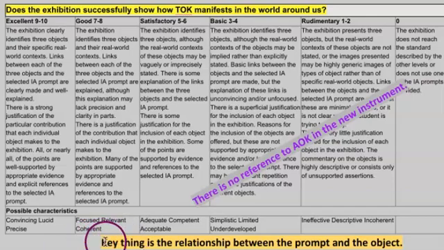So that's what we're talking about. The key thing is the relationship. It's also worth looking at down the bottom of the rubric here. So you've got possible characteristics. If you want to get in the top bracket, you need to be convincing and lucid, precise.